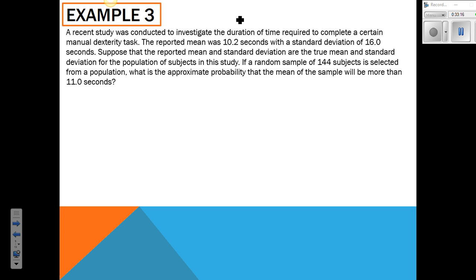A recent study was conducted to investigate the duration required to complete a certain manual dexterity task. The reported mean was 10.2 seconds with a standard deviation of 16.0 seconds. Suppose that the reported mean and standard deviation are the true mean and standard deviation for the population of subjects within the study. If a random sample of 144 subjects is selected from a population, what is the approximate probability that the mean of the sample will be more than 11 seconds?